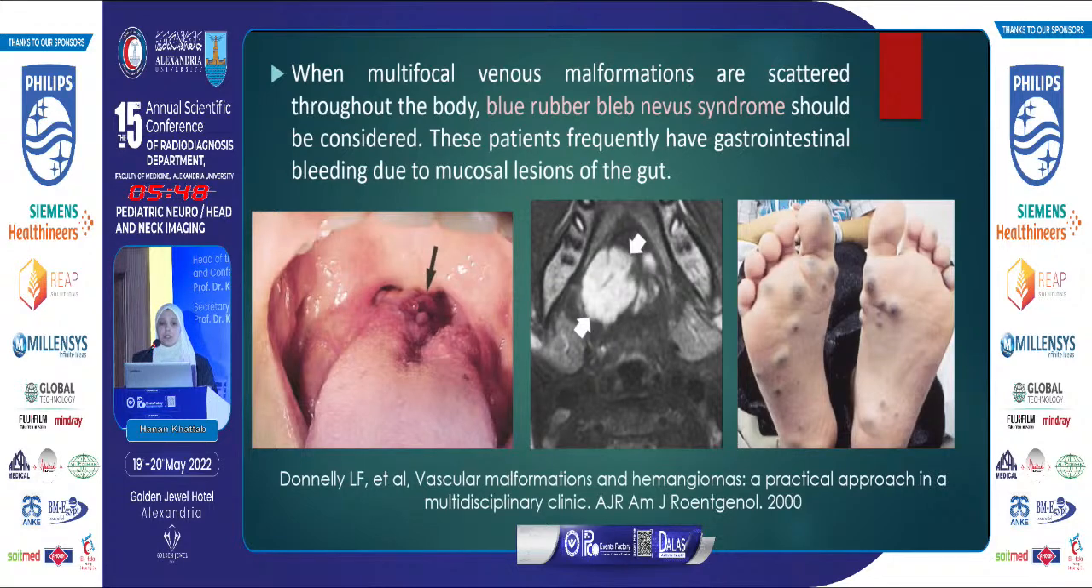Multifocal venous malformations are scattered throughout the body. If scattered throughout the body, blue rubber bleb nevus syndrome should be considered, and these patients frequently have gastrointestinal bleeding due to mucosal lesions of the gut. As in this example, venous malformation at the base of the tongue appeared as a T2 hyperintense lesion at MRI, and there are multiple venous malformations at the plantar surface of the feet.